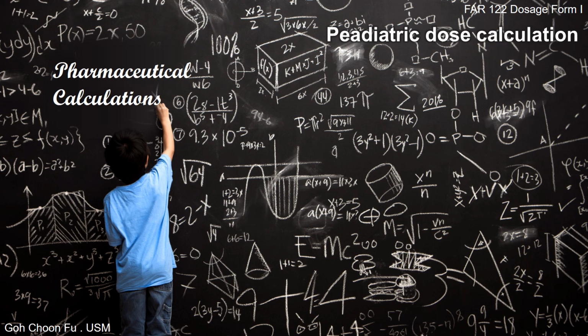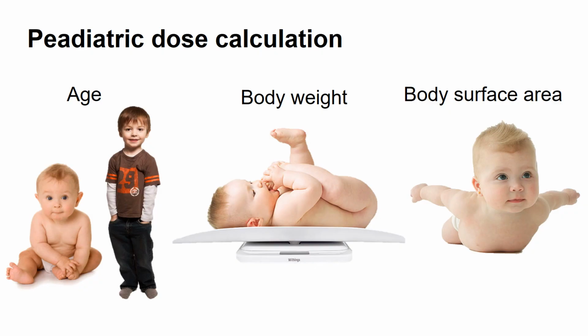Welcome to the fifth part of the Pharmaceutical Calculations, and in this short lecture I'll be talking about pediatric dose calculations. In general, pediatric dose can be calculated based on age, body weight, or body surface area.